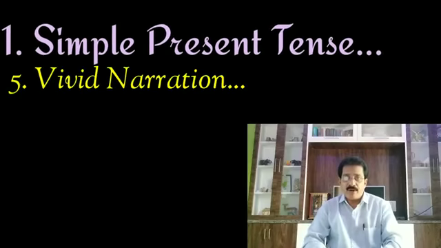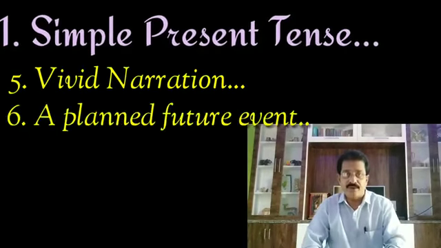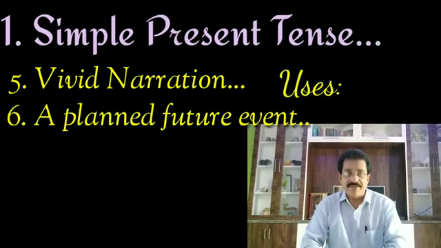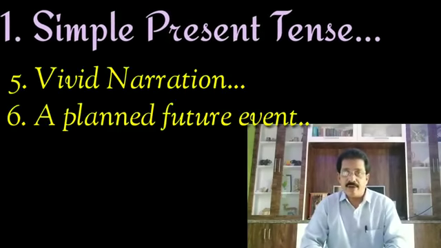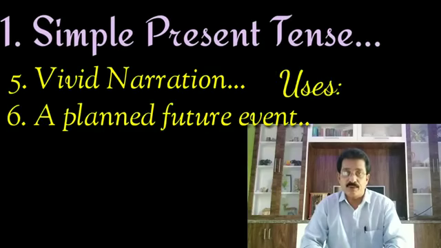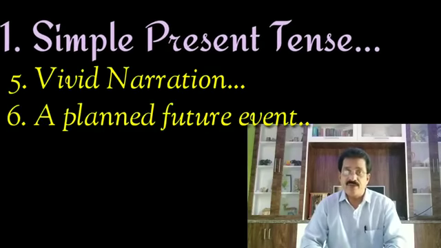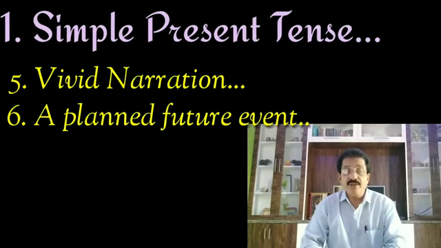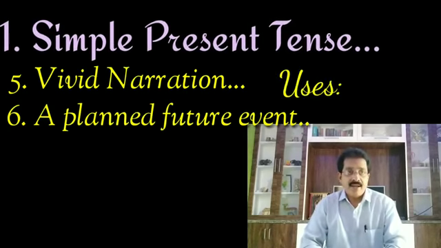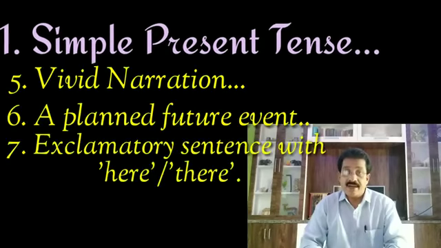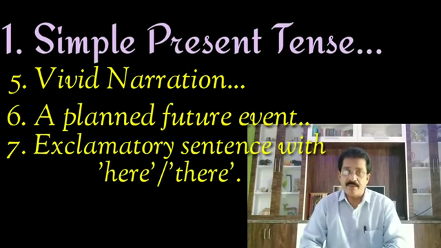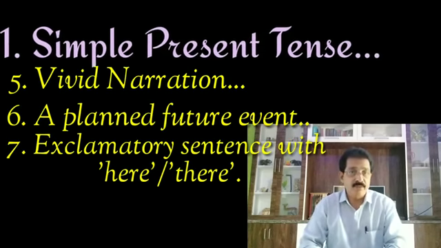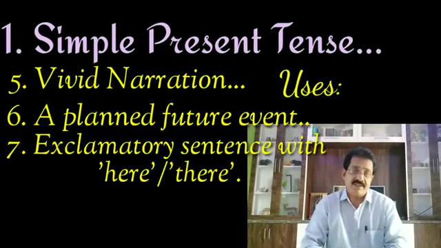Then, whenever we talk about a fixed event in the future, something that is going to happen for definite, for example, always we see on the notice board, the school reopens on 12th of June. Reopens is in the future, but simple present tense is used, reopens. Then another thing is, whenever an exclamatory sentence comes using here and there, simple present tense should be there. For example, here comes the hero of the movie. Here comes, simple present tense.